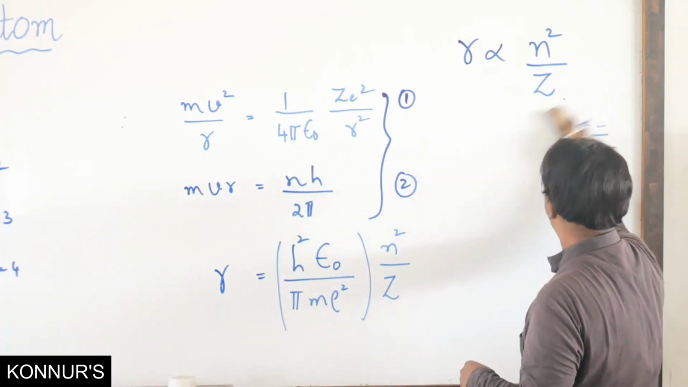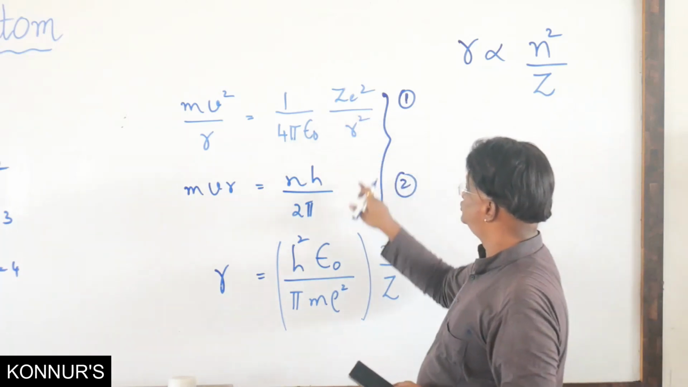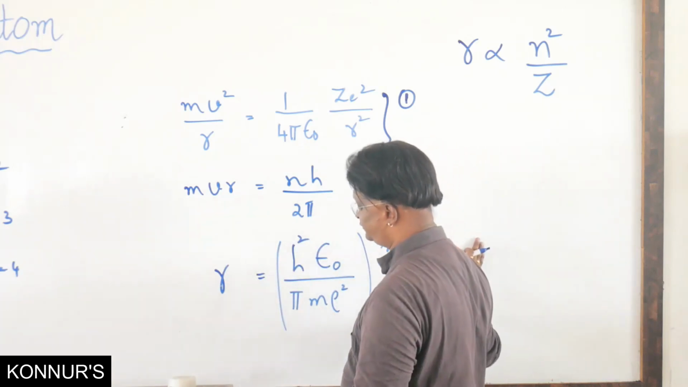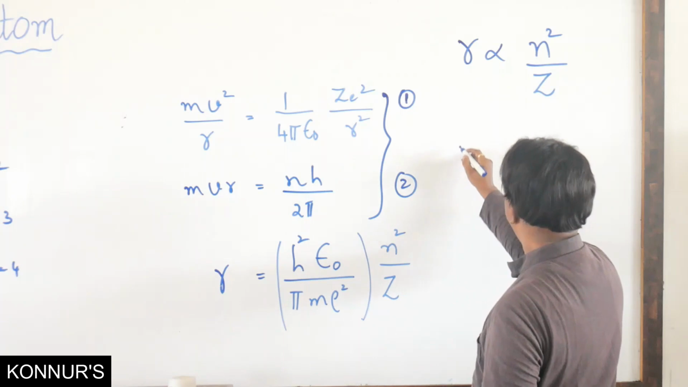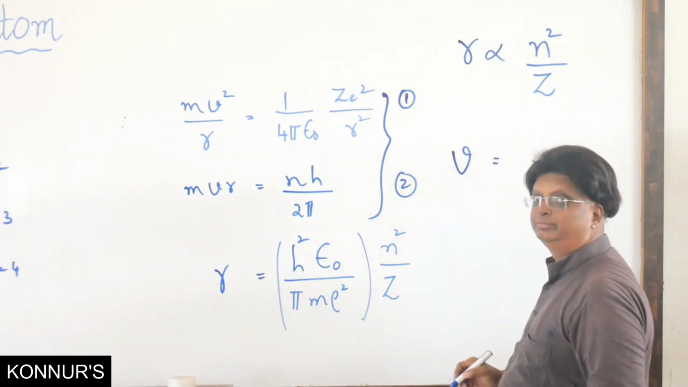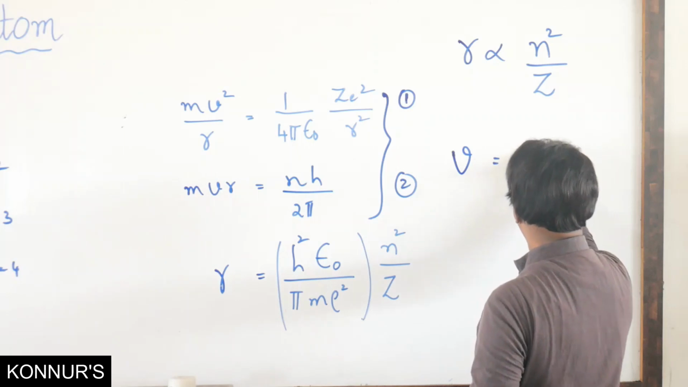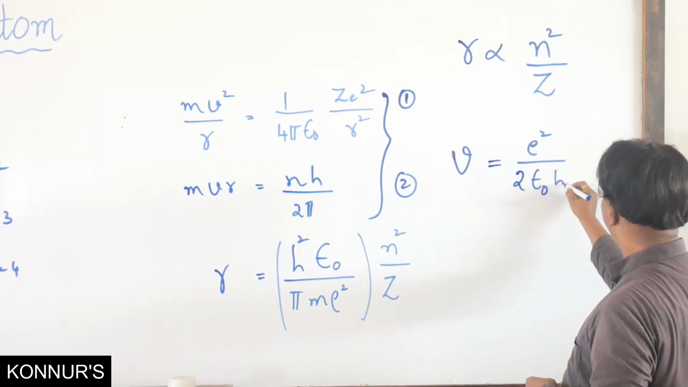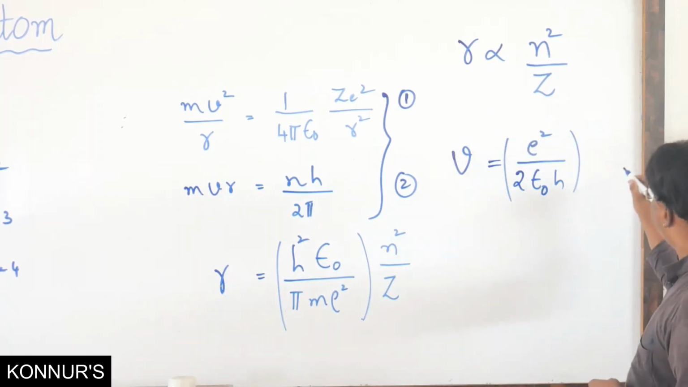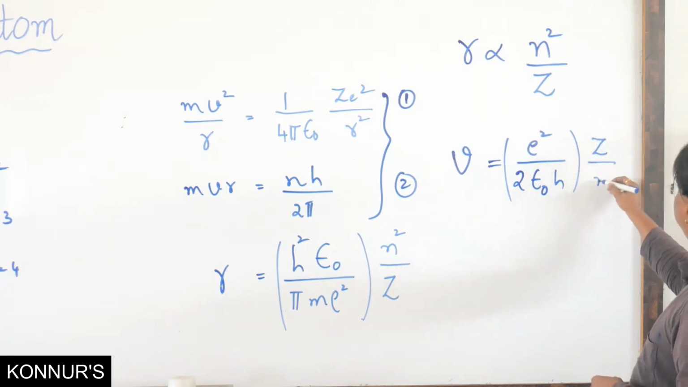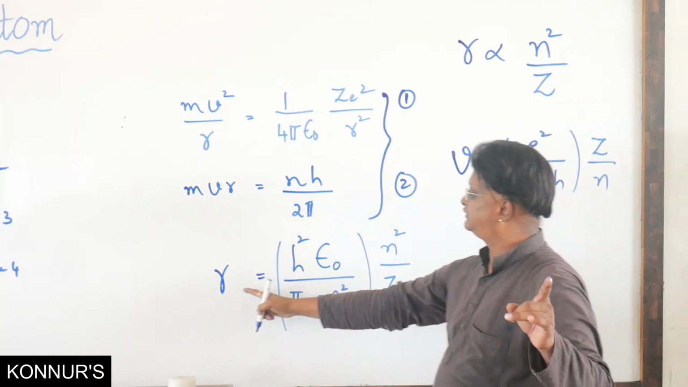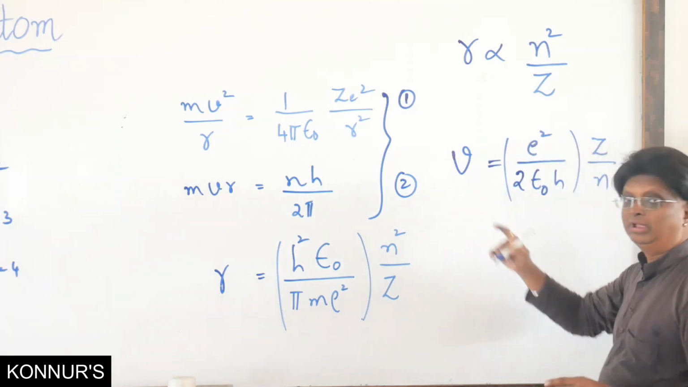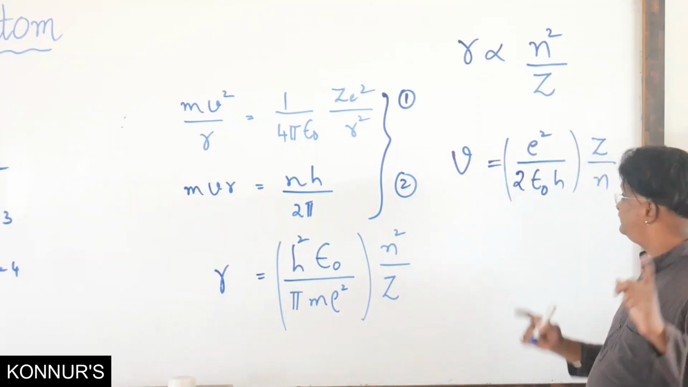Now similarly, as I have told you, from these two expressions, if I eliminate the radius term, then we get the expression for velocity: v, the velocity of the orbital electron in the nth orbit, is e squared by 2 epsilon naught h, which is all constant terms, times z by n. Remember, that was the radius of the nth orbit. For the first orbit, substitute n equal to 1, and the second orbit likewise. Similarly, this is also the velocity of the orbital electron in a definite orbit.